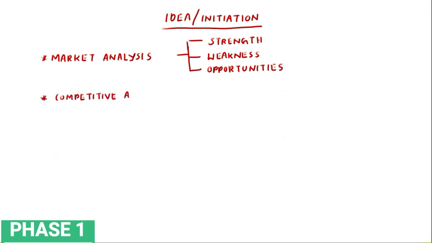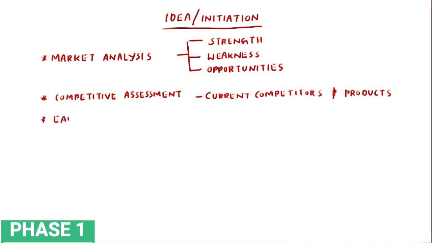The second activity in this phase is competitive assessment. It's the study of the current competitors and their products available in the market, and also the potential impact on business decisions. The third one is the early risk assessment. You'll be identifying or analyzing the risks which you can foresee at the very initial level.